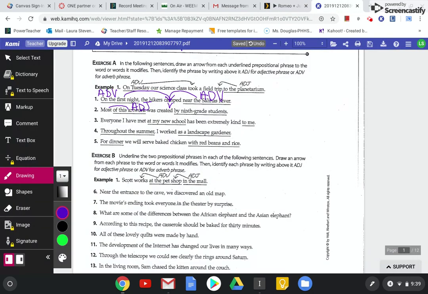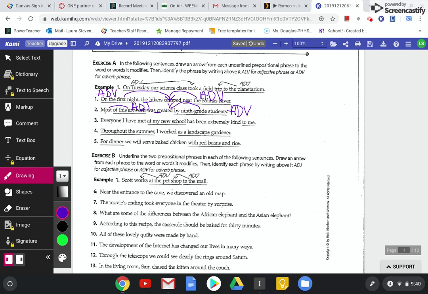Okay, so by ninth grade students, what did the ninth grade students do? They created. Was created is a verb phrase. So this one's an adverb phrase. Sorry, this one's an adjective phrase. This describes the pronoun most. Okay, and if you weren't sure if this was a noun or pronoun, it doesn't really matter. You could say most was created, and of course this thing is doing the action, so I know that's a noun or pronoun.